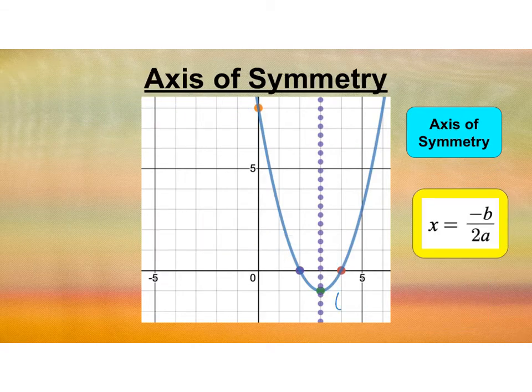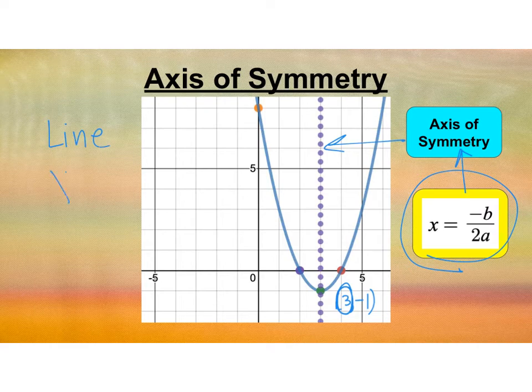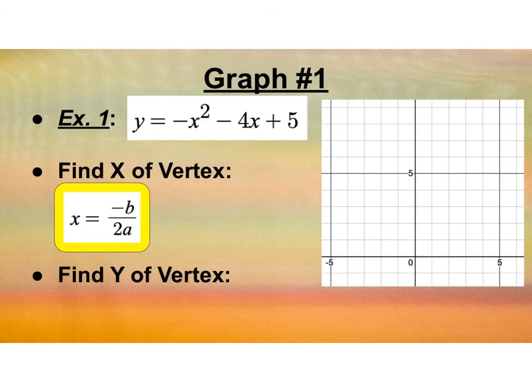If my vertex is (3, -1), and now I want the equation of this line, well, it's a vertical line, so it's going to be x equals, and it's the x of my vertex, which is this same formula. So this little formula will help us find the x of the vertex. It will also help us find our axis of symmetry. The axis of symmetry is written as a line, so in this case it would be x equals 3. Once you solve this equation, you have your axis of symmetry.